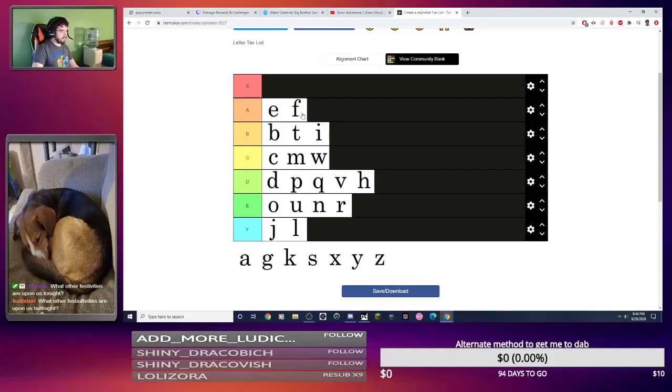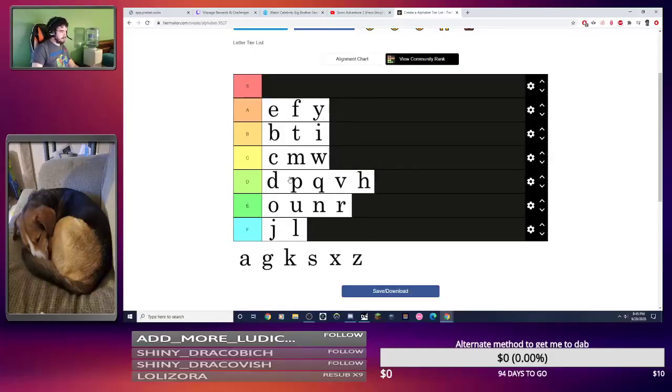F as well. A little bit better than T. Because T looks natural. F does not. Plus, F comes before T in the alphabet. It's only appropriate that it gets the higher tier.